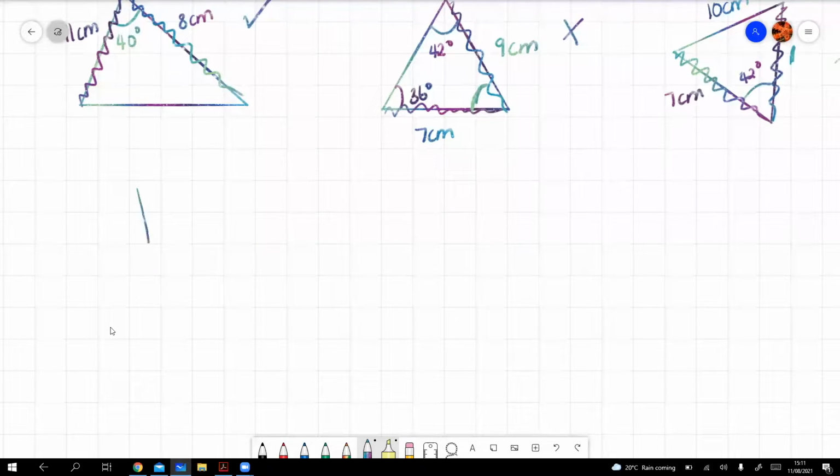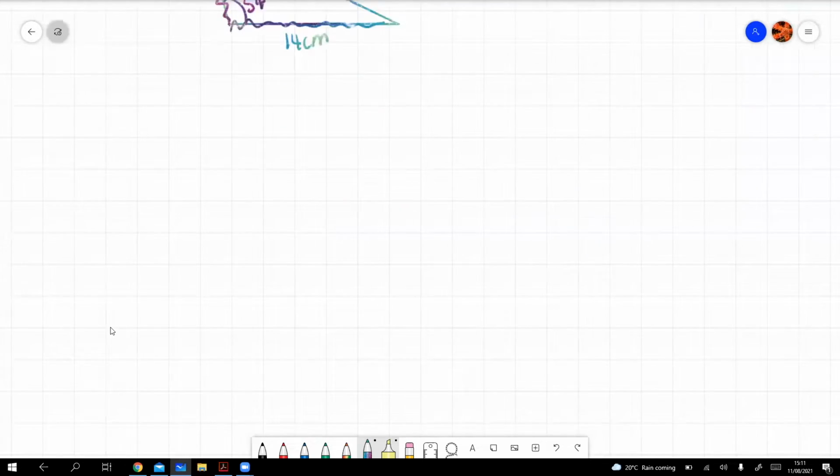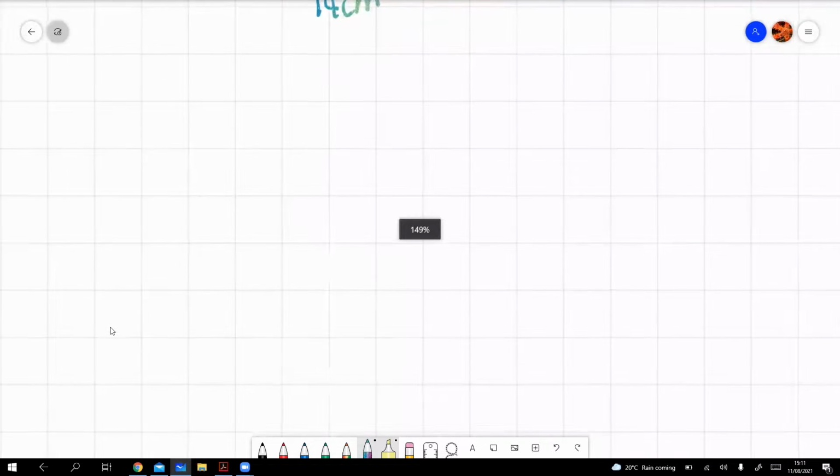Let's have a look at another example. Okay, I'm going to say that is 54 degrees. I'm going to have 9 centimeters, 14 centimeters. Well, that side there and that side there are sandwiched between that angle. Therefore, I can use the half AB sine C rule. Okay, let's actually get on to working out the triangle or the area then.